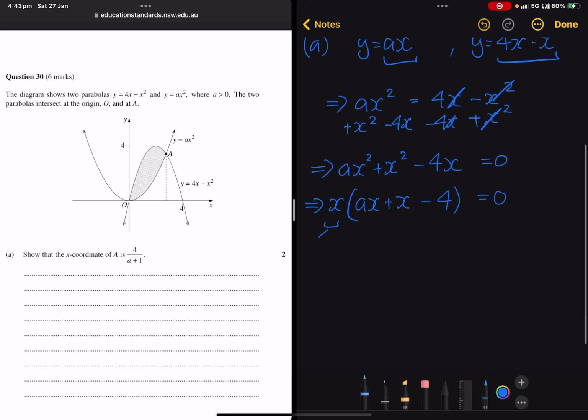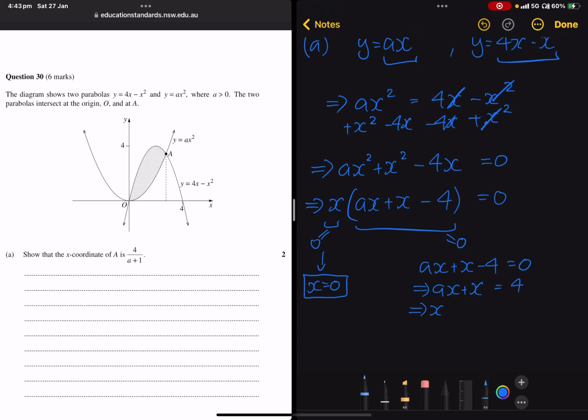Now this is true when this is equal to 0 and or when this is equal to 0. The first one yields that x is 0. That's the point where they intersect at the origin. This other one gives us ax plus x minus 4 equals 0. Add 4 to both sides. This gives us ax plus x is equal to 4. Factorize x. We get x times (a plus 1) is equal to 4. Divide both sides by a plus 1. And we get x is equal to 4 divided by a plus 1.